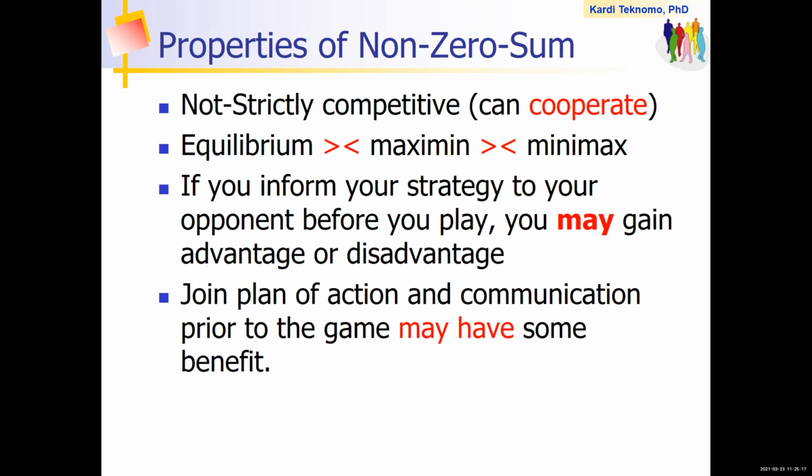And information plays a role. If you inform your opponent of your strategy ahead, before you play, you may gain an advantage or some disadvantage. And joint plan of action or communication prior to the game may have some benefit. In our game a while ago, in round 3 and round 6, I asked you to discuss with each other, isn't it? To create communication. And apparently there's some benefit, isn't it?